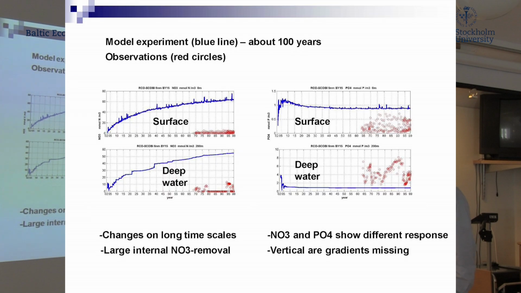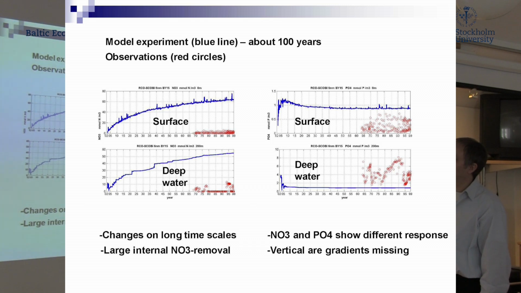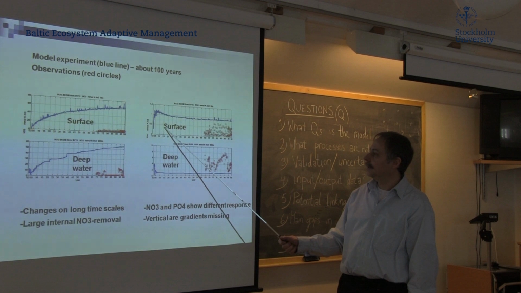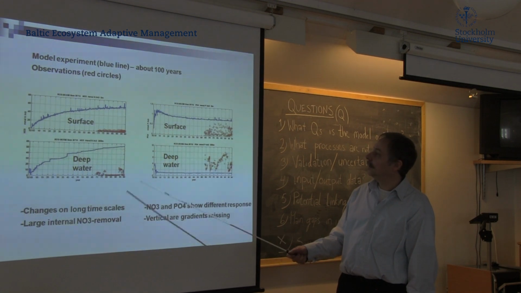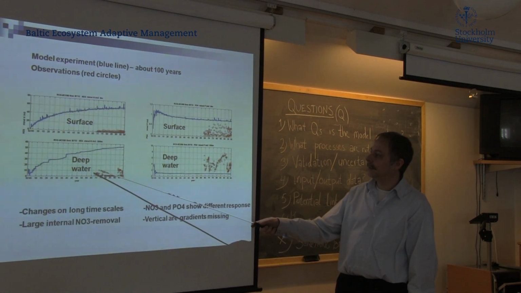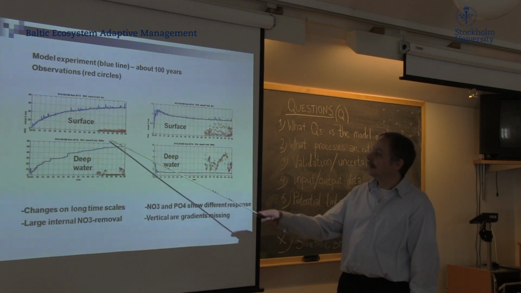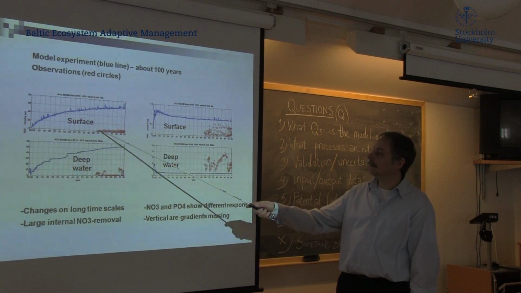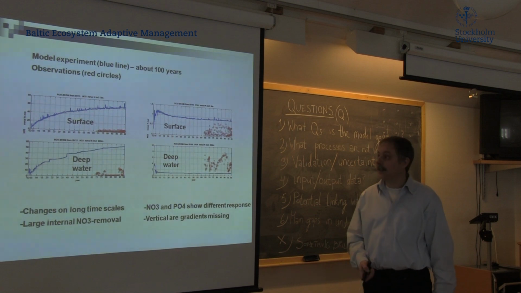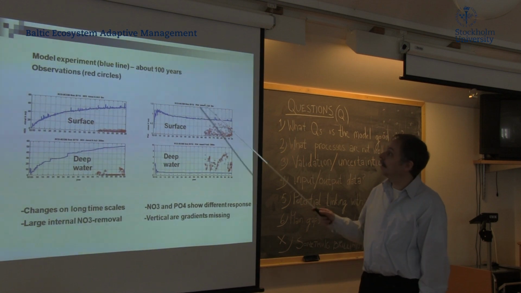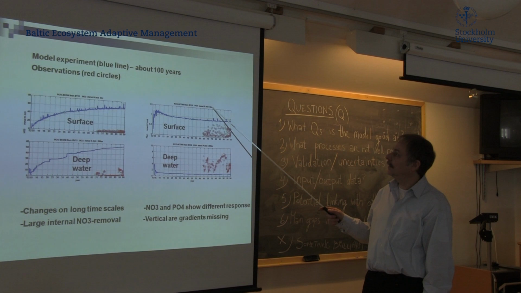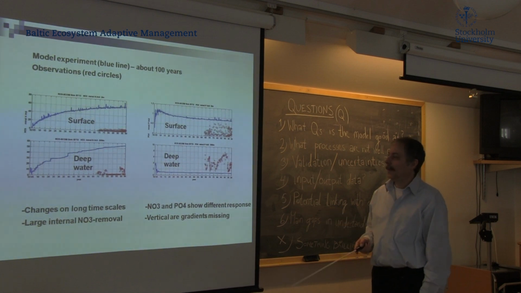like this. These are model experiments now for some period. It's actually 100 years of integration. It is for the nutrients nitrate, phosphate at the Gotland Deep, in the surface and in the deep water. And the red dots here are the observational data. The levels are 0 and 200 meters.